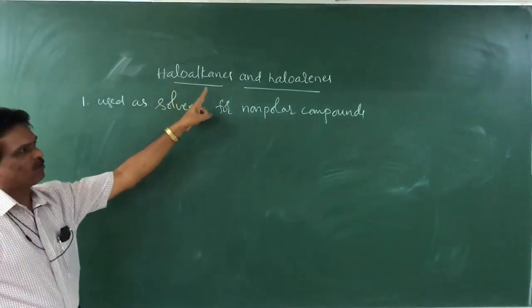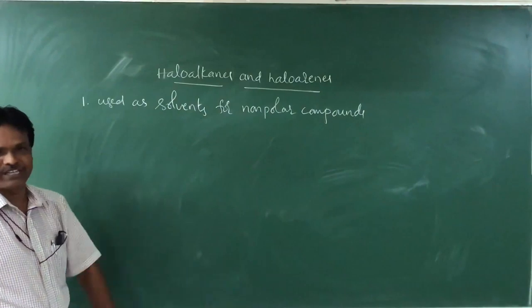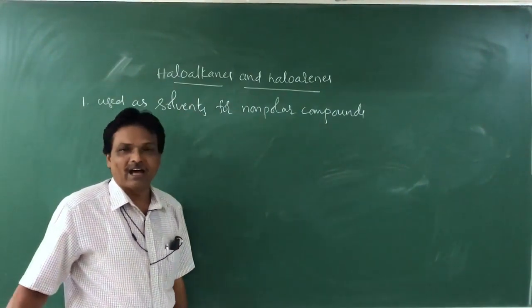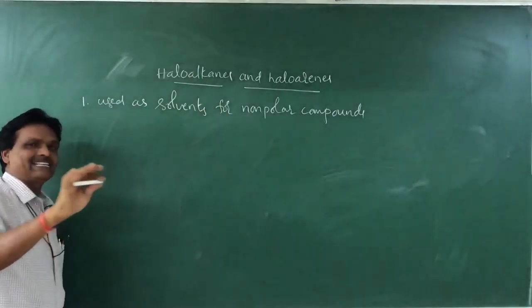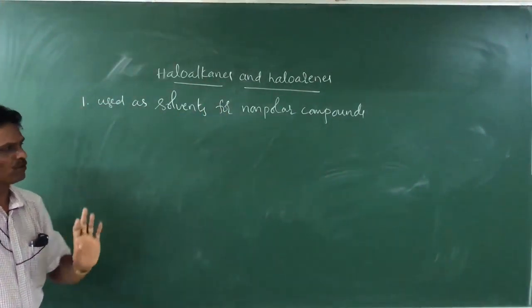Therefore, these halogenated hydrocarbons are used as solvents for non-polar compounds. So one application is that it is used as a solvent for non-polar compounds.